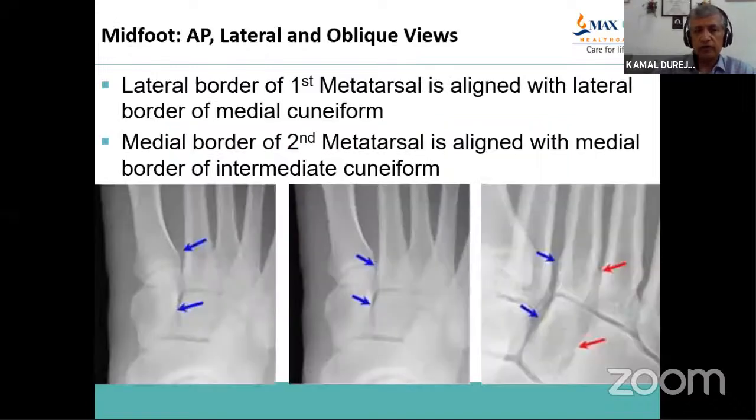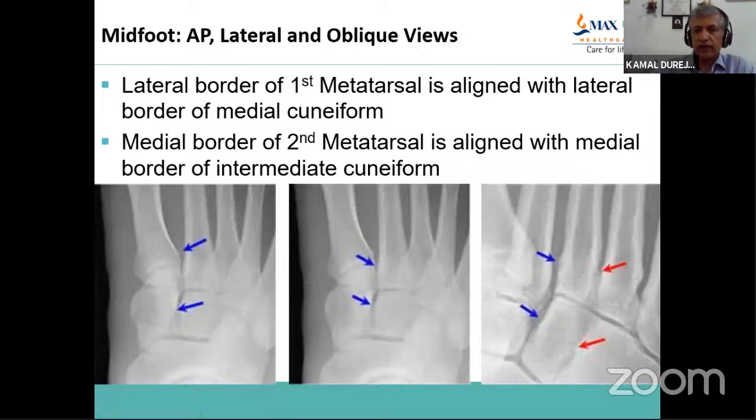And we go on to the midfoot. In midfoot, we always order AP, lateral, and oblique views. And what we want to see is that the medial border of the first metatarsal is well aligned to the medial border of the medial cuneiform. And similarly, we want to see the medial border of the second metatarsal well aligned to the medial border of the middle cuneiform. And then we are also looking at the fourth metatarsal medial border well aligned to the cuboid, and the third metatarsal well aligned to the lateral cuneiform.